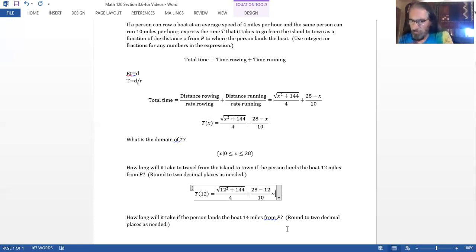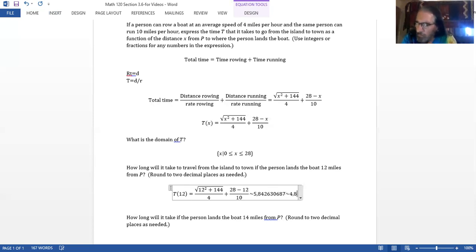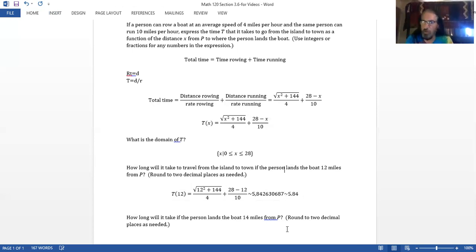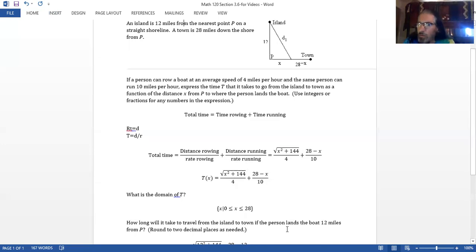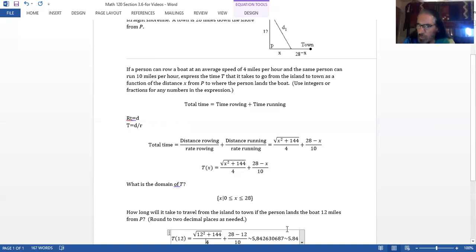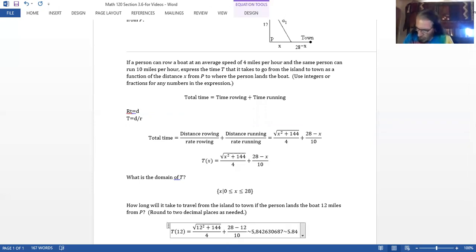I'm getting 5.84026 40687, and that will round to 2 places. It's going to round, darn it, that was a 0. So that's going to round down to 5.84. Getting used to a new keyboard here. Considering that our distances were in miles and our rates are in miles per hour, then this must be approximately 5.84 hours.